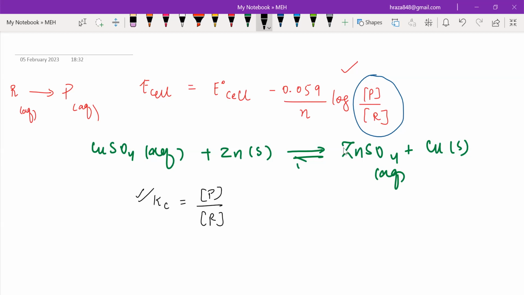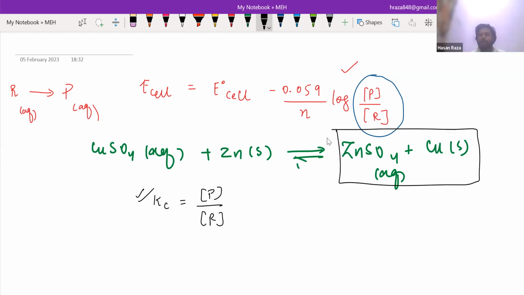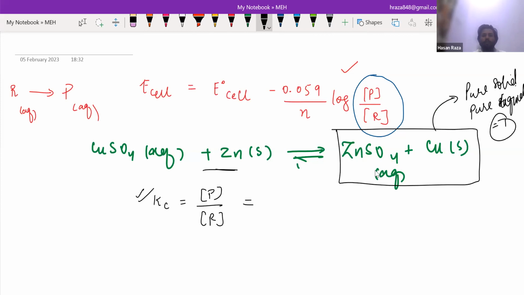To be more specific, this is your product and this is your reactant. So always remember that whatever is in product, you are going to neglect pure solid and pure liquid. Actually, its value is 1, so you just neglect it, as active mass. You can see this is in aqueous, so you will take it, just ZnSO4, and you are going to neglect the solid.